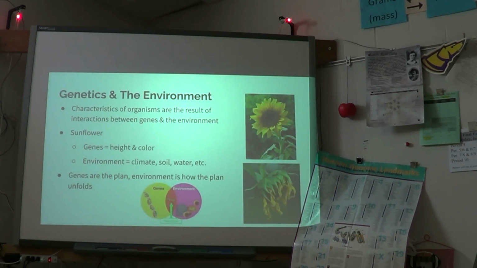Genetics and the environment. When we talk about genetics, it's inherited traits, right? A lot of times we are under this assumption that you look the way you look because of your genes. You act the way you act because of your genes. That's part of the story, but it's only part of the story. If we go through and look at different things, the environment has an impact. You behave the way you do partially because of genetics, but also because of the experiences you've had throughout your life.